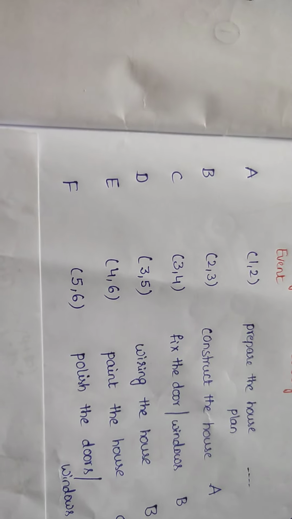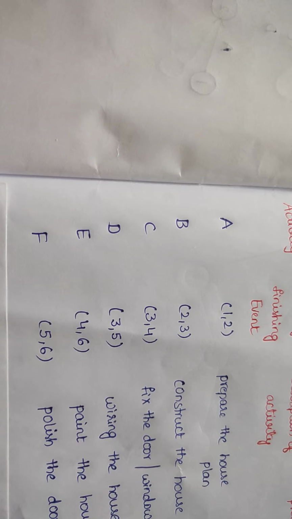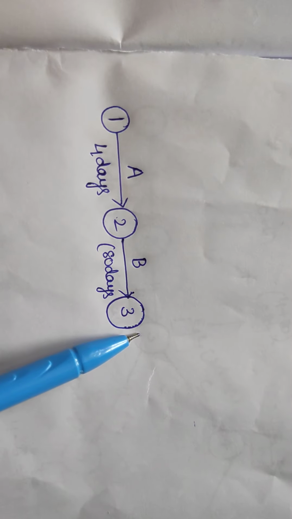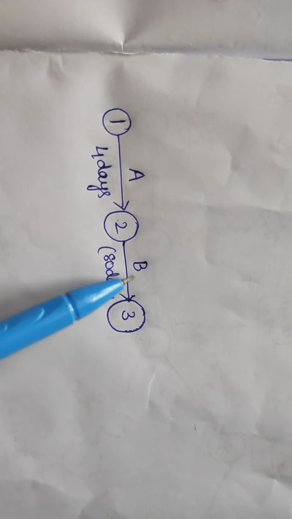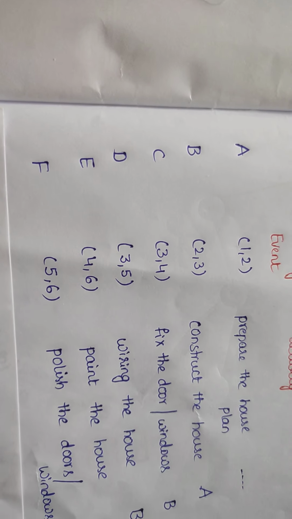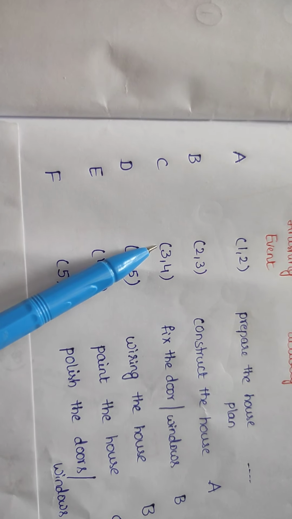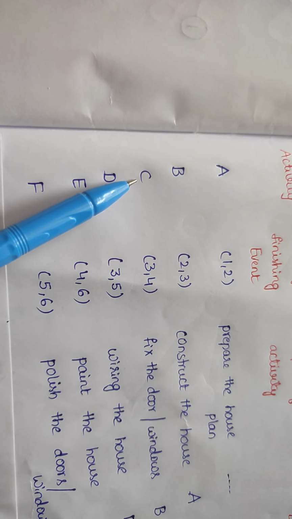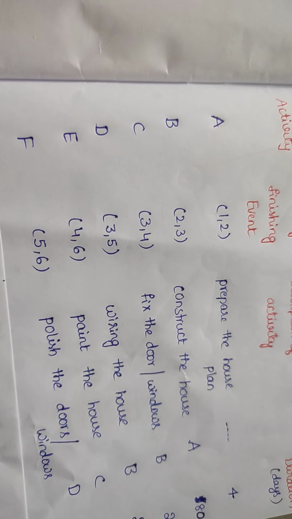Next one is 2 to 3. So for 2 to 3, the activity name is B. The amount of time taken for 2 to 3 events is 80 days and the activity name is capital B. Next one is 3 to 4. Starting event is 3 and finishing event is 4. The name of the activity is C. So here the time consumed for this activity is 2 days.